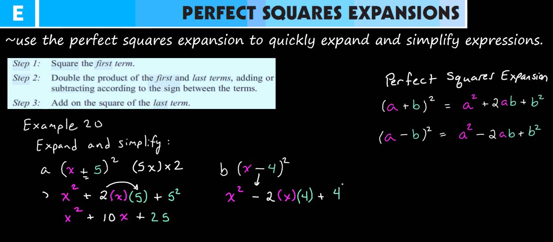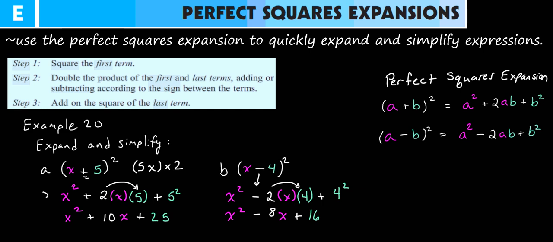So 4 squared. Okay. So we're going to have x squared. 2 times 4 is 8. So we double the 4 and we make it 8. So we have minus 8x plus 16. So 4 squared is plus 16. That'll be our final answer on this one.